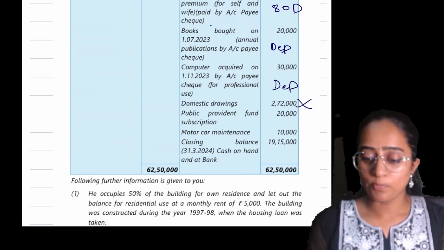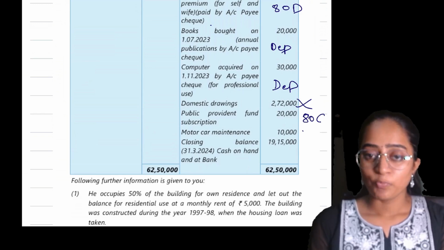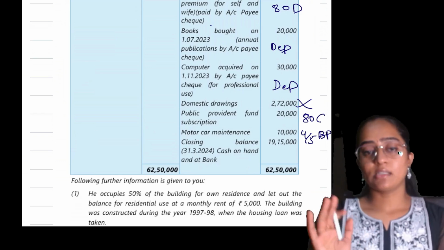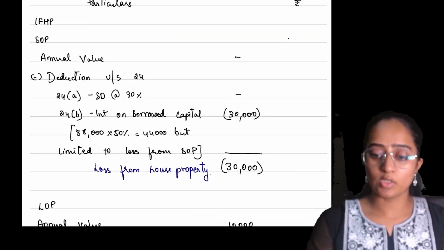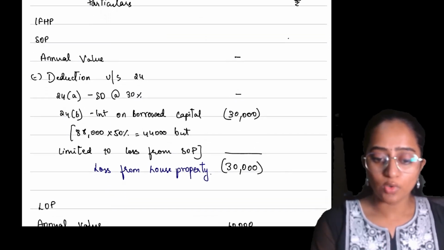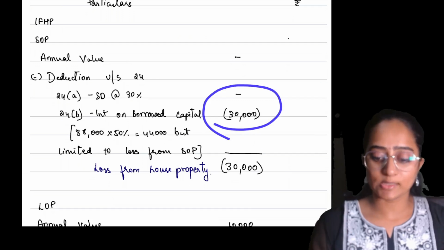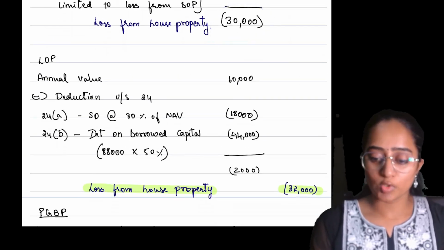Domestic drawings is not allowed. Public Provident Fund again comes under ATC. Motor car maintenance, 4/5 is going to be allowed as business purpose, and the closing balance is irrelevant. Clear? So whatever we saw, we'll just look into the solution. I told you, under SOP properties, the maximum allowed is only 30,000. I've given the explanation. So loss from house property is 30,000. LOP is going to be so much.